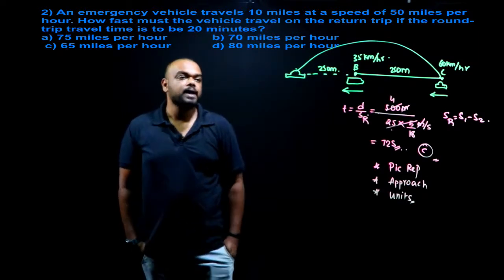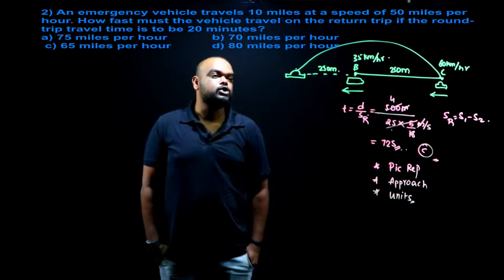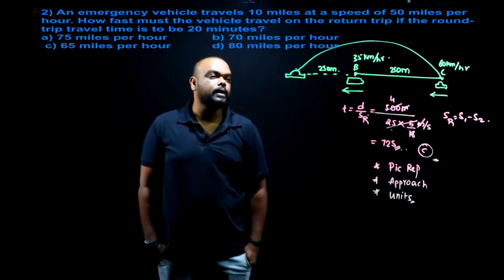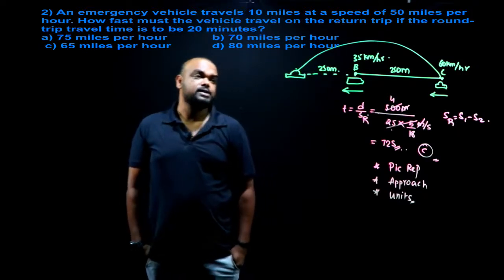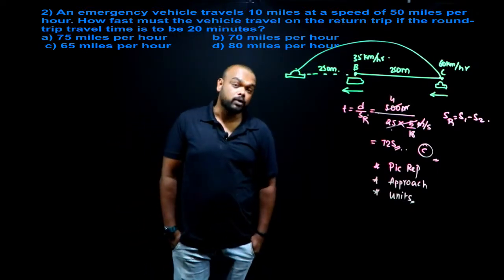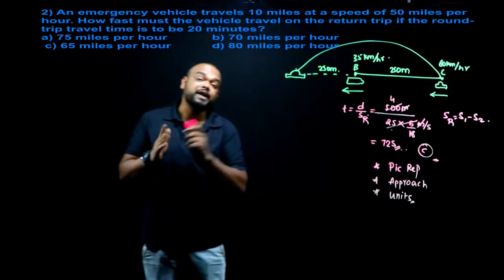What do we have here? An emergency vehicle travels 10 miles at a speed of 50 miles per hour. How fast must the vehicle travel on the return trip if the round trip travel time is to be 20 minutes? Okay, round trip, it has to be totally 20 minutes. At what speed must it travel in the return?